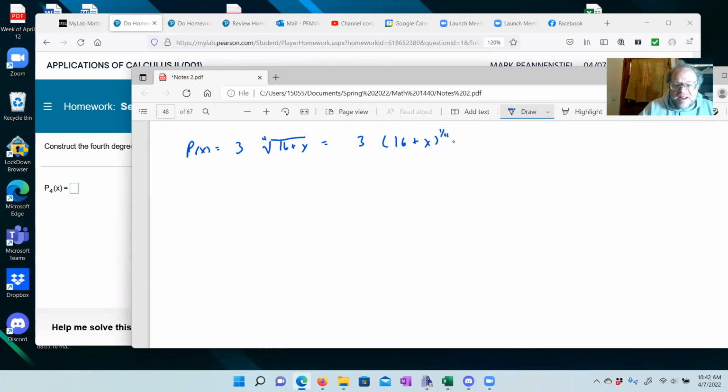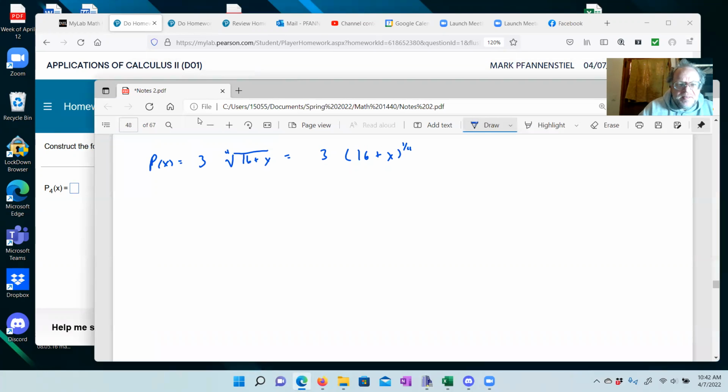If I go ahead and find my first derivative, it's not p, p is the polynomial we're going to get. This is f of x, our original problem. Our first derivative is going to be 3 times 1/4, 16 plus x raised to the negative 3/4, because the 1/4 comes down in front. F double prime, let's take another derivative. So we have 3 times 1/4 times negative 3/4 times 16 plus x raised to the negative 7/4.